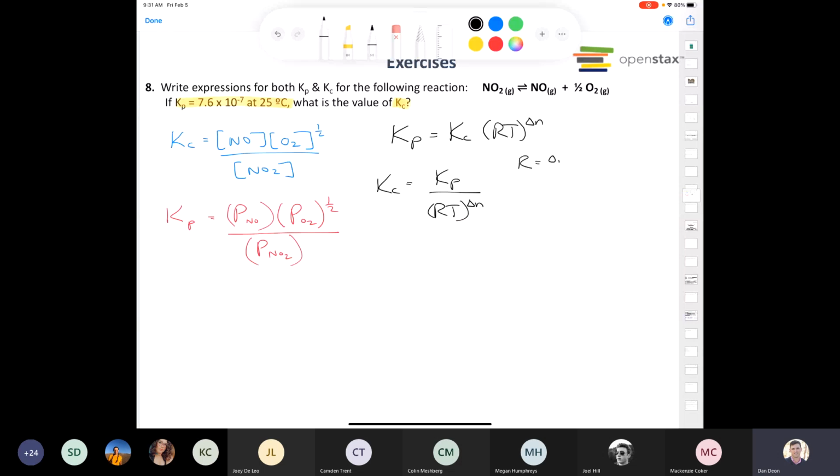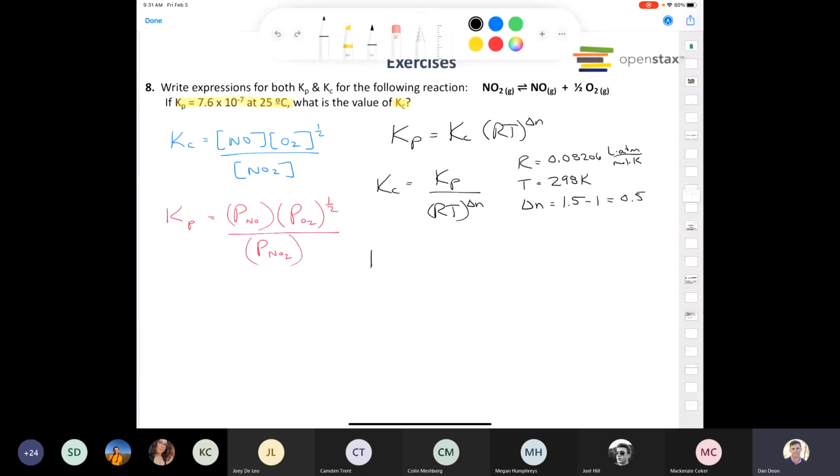We know that R is 0.08206 liter atmosphere per mole Kelvin. I need to have my temperature in Kelvin. 25 degrees Celsius plus 273 gives me 298 Kelvin. What else? My delta N, right? The number of total moles of gas on the product side is 1.5 moles, and the number of total moles of gas on the reactant side is 1. So we have 1.5 subtract 1, that gives you 0.5. And we have our Kp, which is given to us up here.